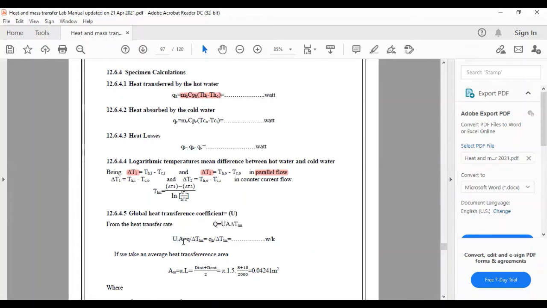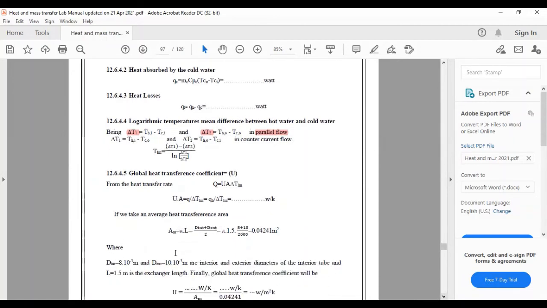Finally, once I get the value of this area, I will get the value of U. The area formula is pi L D, because this is the circumferential area of heat transfer. This D is the average of the internal and external tube diameters, divided by 2. All these diameter values are given, as I mentioned at the start of the experiment. We will use the values and get the value of this area.